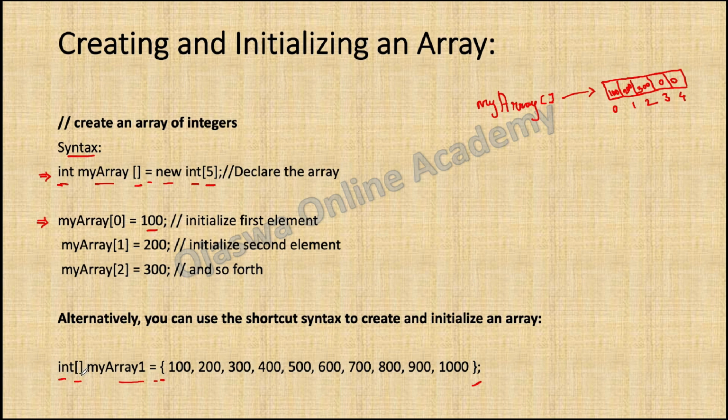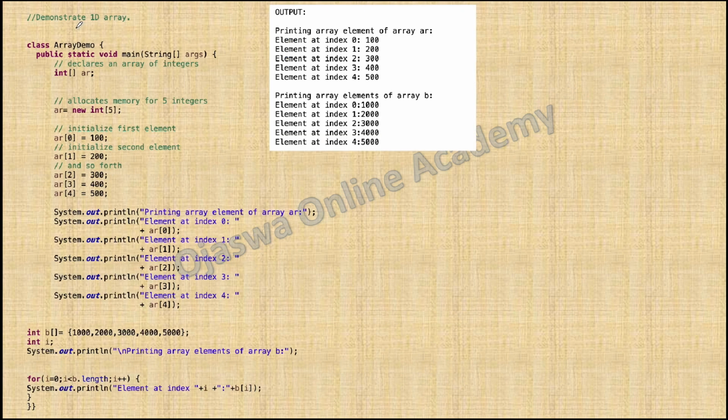For example, int square brackets my array 1 equal to. So a reference variable my array 1 will be created inside the memory and you are assigning these values. So how many values are these? 10 values. So memory will be automatically allocated for 10 values and these values will be stored inside as per the index number. The first element will have index 0, the next element will have index 1 and this goes on, and the last element will have index 9. So this is one more way to define an array.